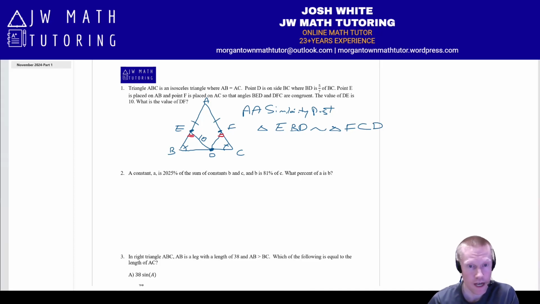Okay? So now, notice that DE and DF, those are going to be corresponding sides. So it's whatever the scale factor is between the two triangles, that's going to help me get from DE to DF or vice versa, however you're looking at it. So what you know is the following. And I'm just going to make up some numbers here just to make it easier to work with, but BD is 5/7 of BC. So what that means is, say, just hypothetically, this whole thing was 7.